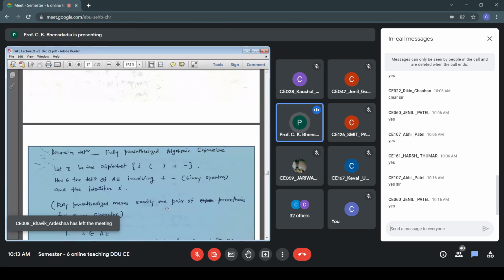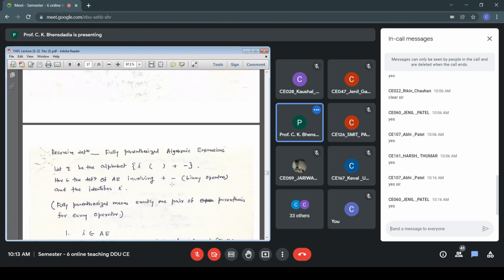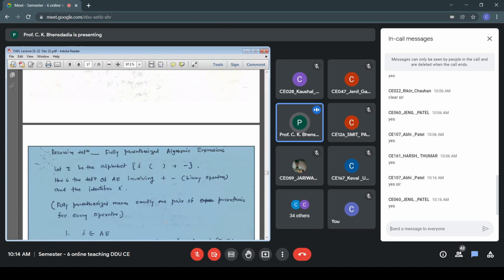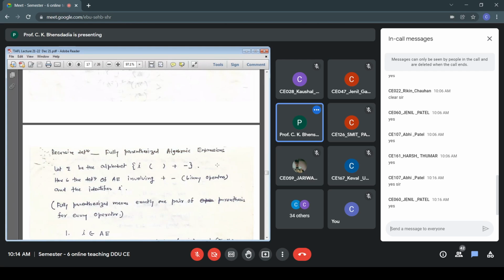Okay, fine. So let us continue this definition, what you have written. Anyone wants to speak out the definition? One is I belongs to AE. The smallest string that is in AE is identifier I. Which are other strings? What should be rule number 2, the recursive way for generating more elements in AE? How do we write rule number 2? Anyone? Keval, you want to try out?